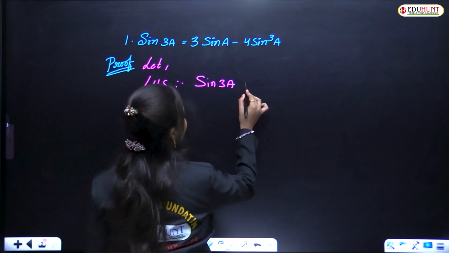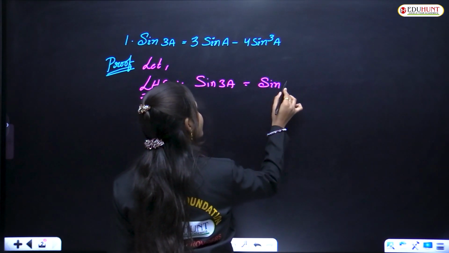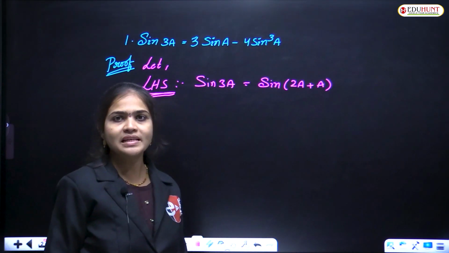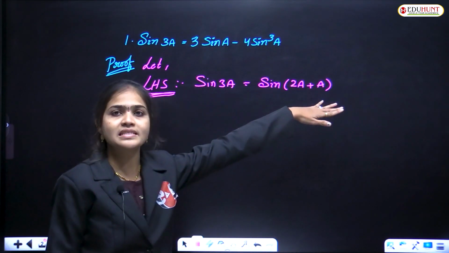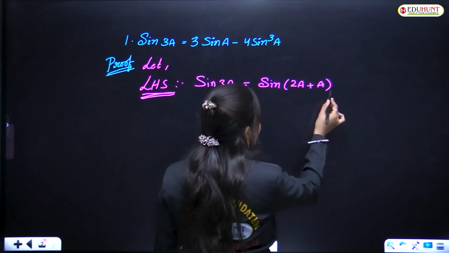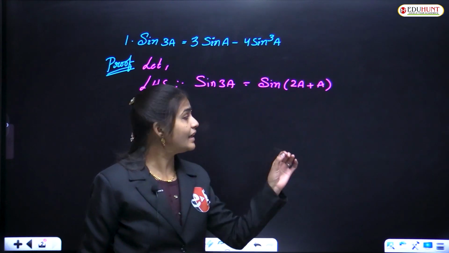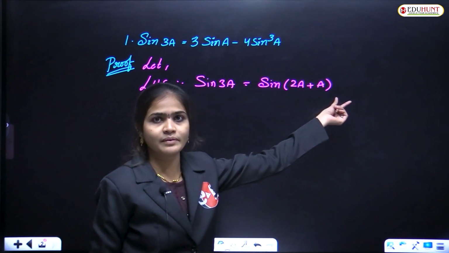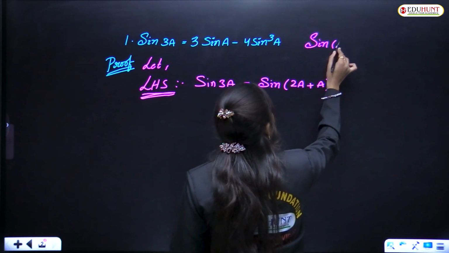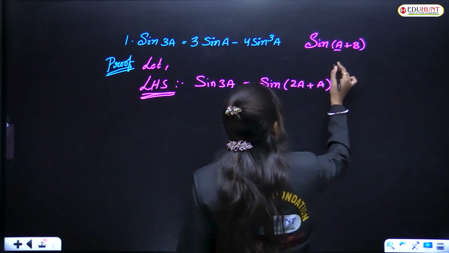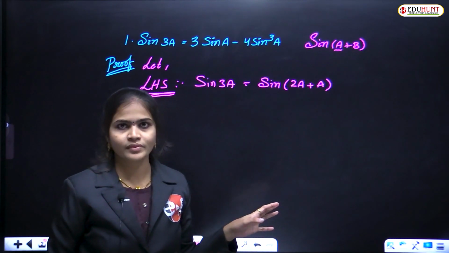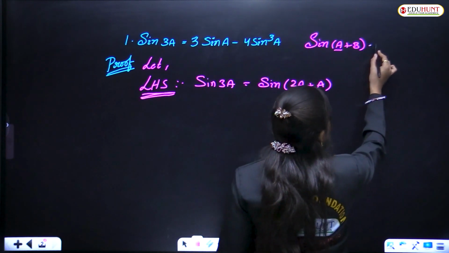Sin 3A we can write as sin of 2A plus A. Why? Because 3A is equal to 2A plus A, again we get 3A only. Now this is in the form of sin of A plus B. In place of A here we have 2A, in place of B we have A. So what is the sin of A plus B formula?